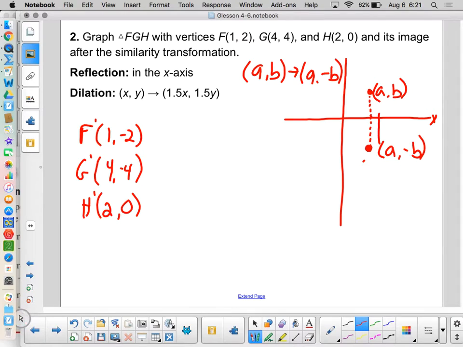Why didn't that move? Well, because the point was on the mirror, right? If that's 2, 0, then obviously we're reflecting something that's on the mirror. It's not going to move.